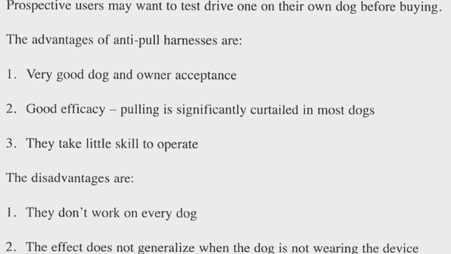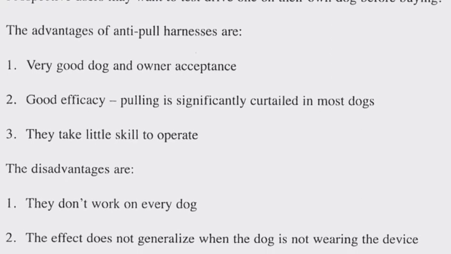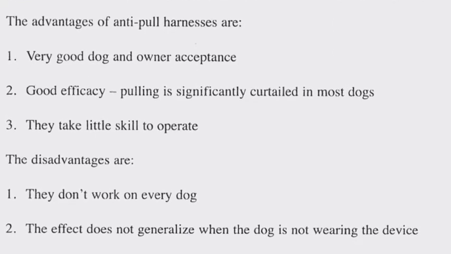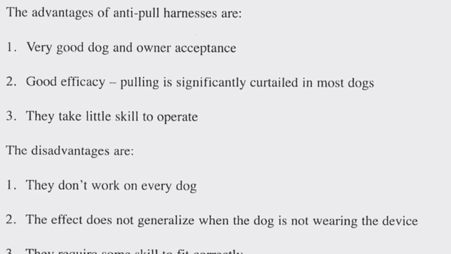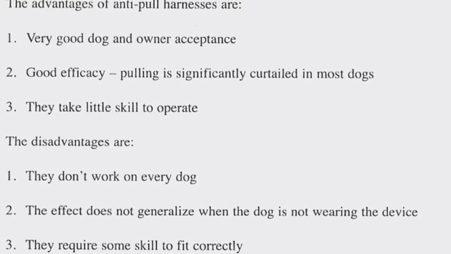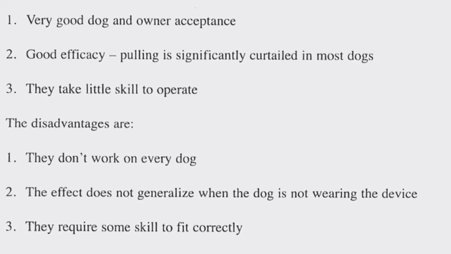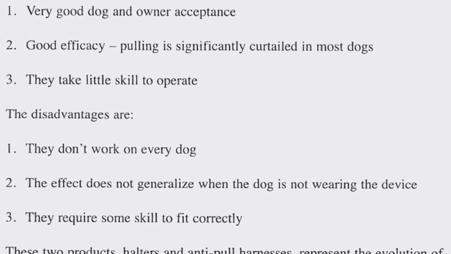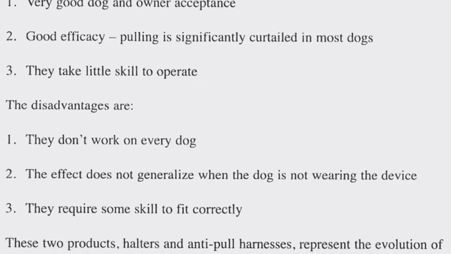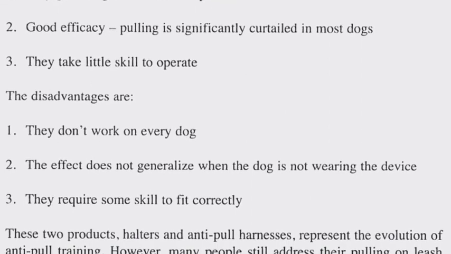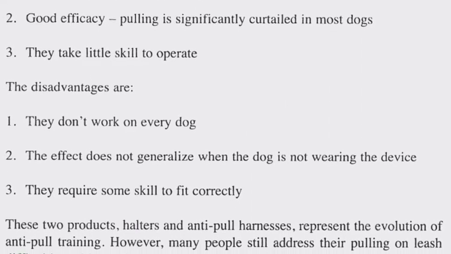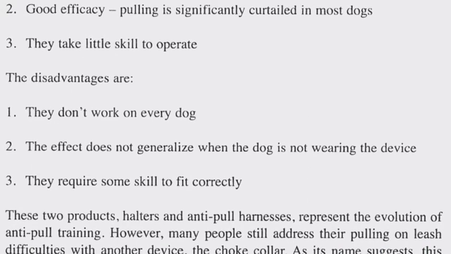The advantages of anti-pull harnesses are: 1. Very good dog and owner acceptance. 2. Good efficacy. Pulling is significantly curtailed in most dogs. 3. They take little skill to operate. The disadvantages are: 1. They don't work on every dog. 2. The effect is not generalized when the dog is not wearing the device. 3. They require some skill to fit correctly.